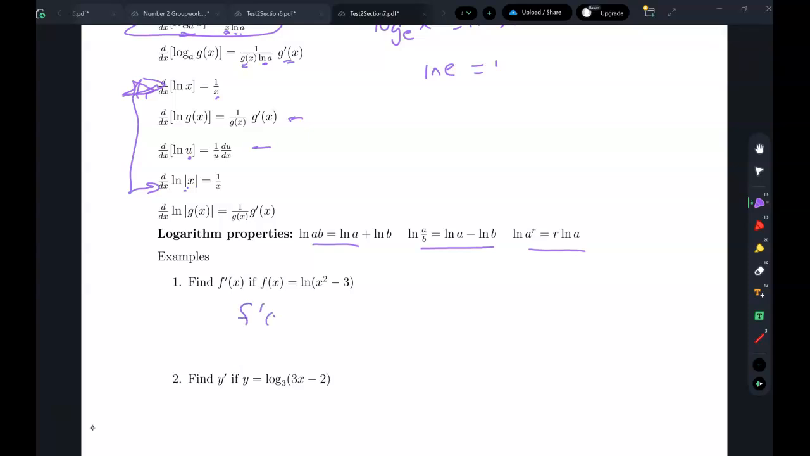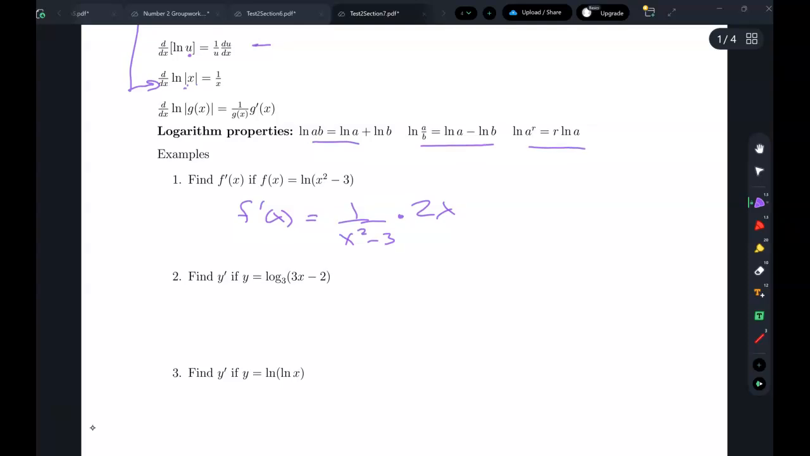So the derivative here would be 1 over stuff times the derivative of stuff. And that's it. And here, 1 over the 3x minus 2, the stuff, and then I have an ln of 3. Remember, it's always the ln of the number, and then times the derivative of the stuff, and that would give me a 3.